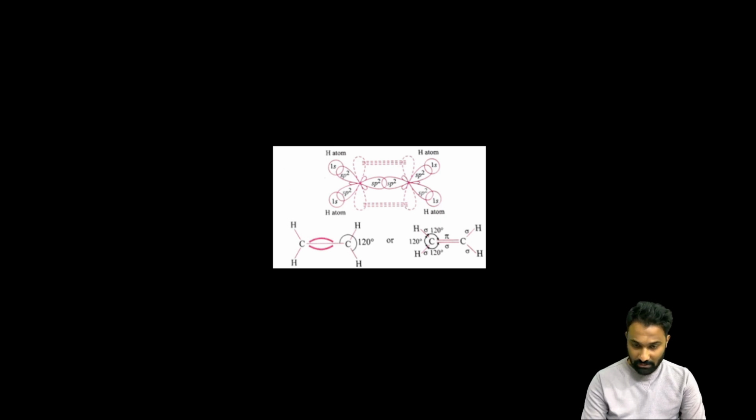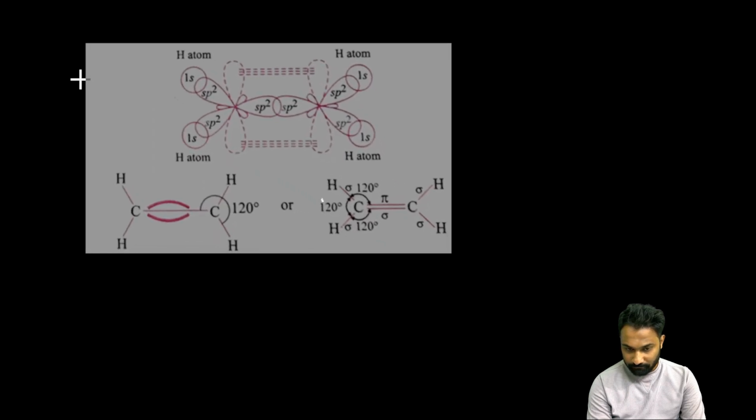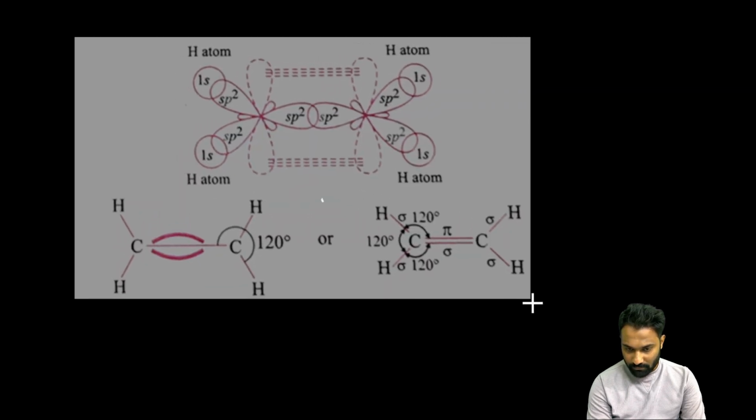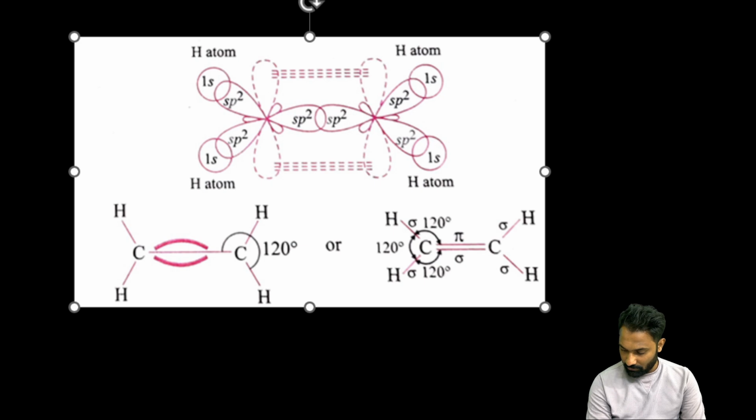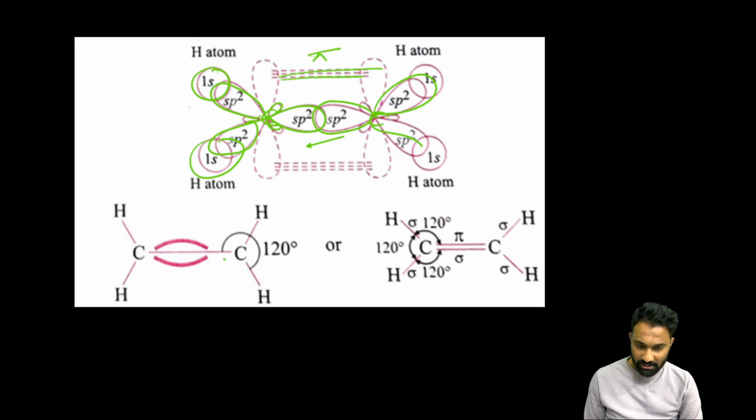Now you can see it here with the orbital diagram also. This is a carbon with sp2 and sp2 forming the sigma bond. Another sp2 hybridized orbital and an s orbital, another sp2 and the s, another sp2 and the s. Clear? And the pure p orbital is perpendicular to the hybridized orbitals. Sideways overlap leads to giving the pi bond.